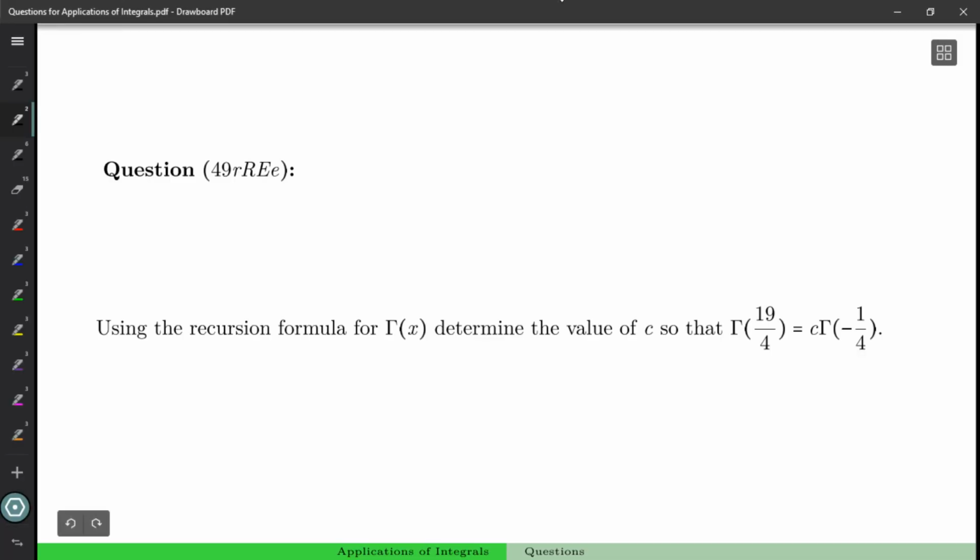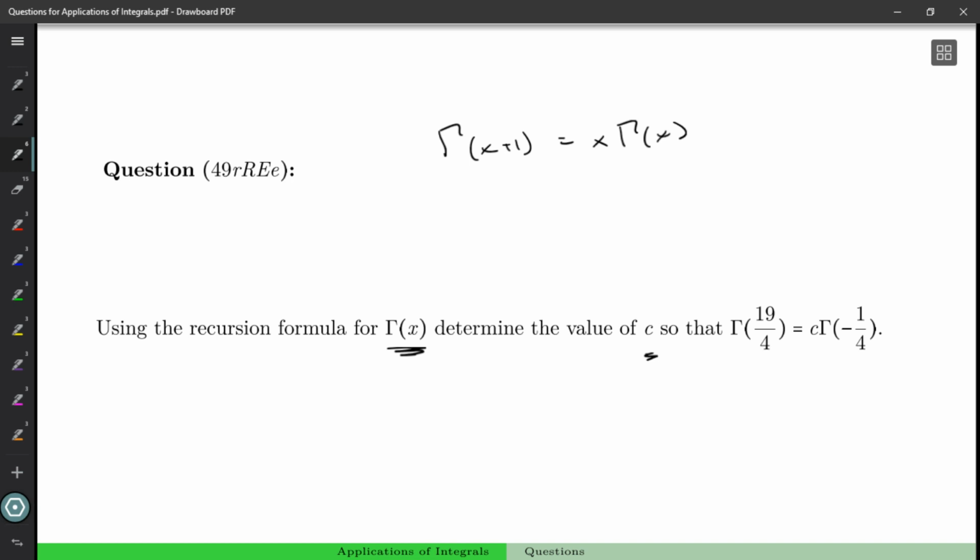Using the recursion formula for gamma of x, so just a brief reminder, what is that? Gamma of x plus 1 is x times gamma of x. Determine the value of c so that gamma of 19 quarters is c times gamma of negative 1 quarter.